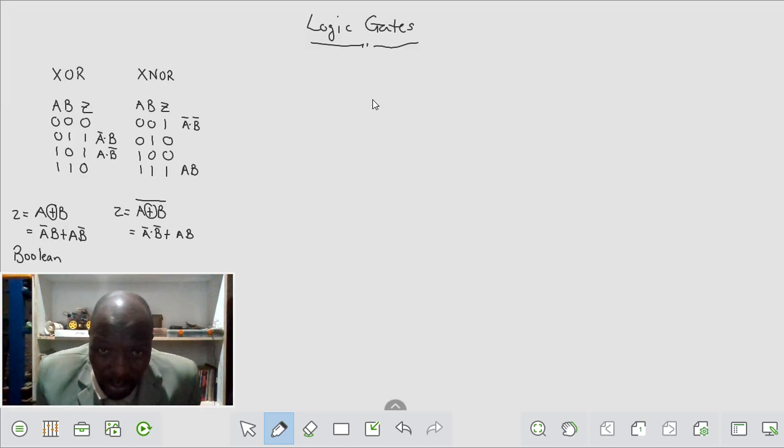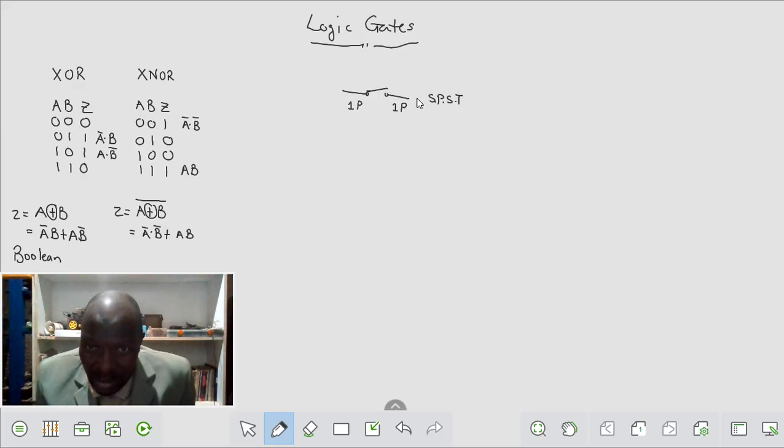Basically, so far we've been looking at switches, switch equivalent circuits. The switches we've dealt with so far have been one pole, one line going in, and the switch is throwing one way, so one throw. This is a single pole, single throw switch. One line came in and one line went out. So it's a single pole.